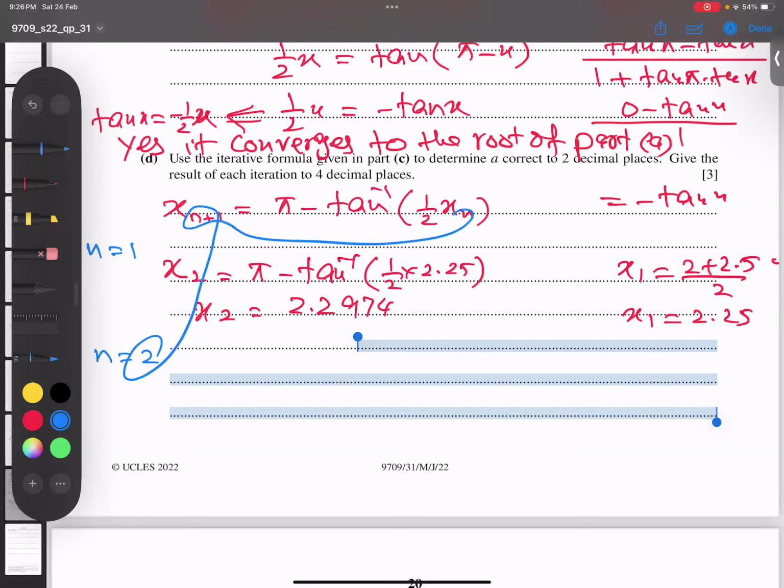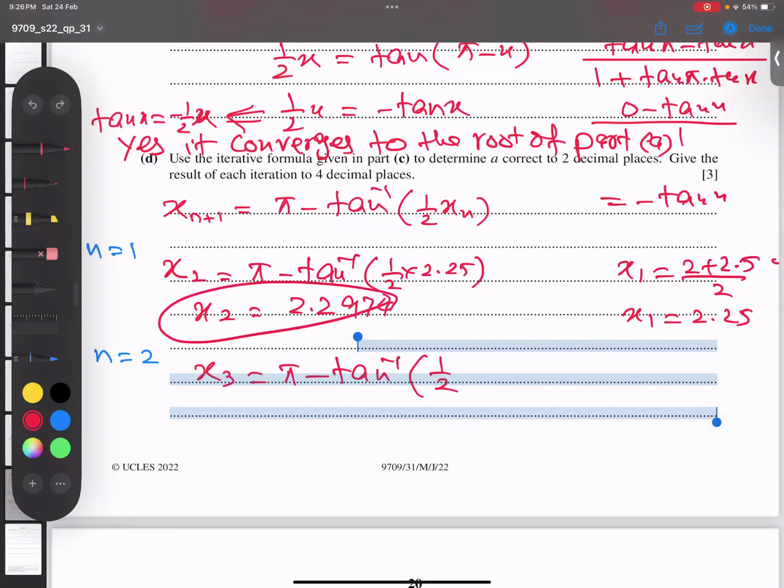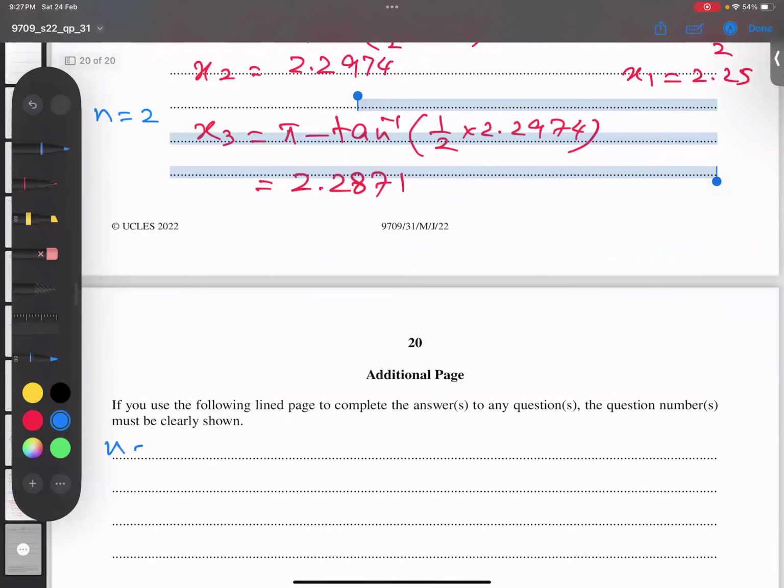Here and here. So when I plug in 2 there, I get 3 here, pi minus 10 inverse, half times 2, because x2 is this. I had no need to show the full working, this much working is enough. And when I plug in 2.2974, I get the answer 2.2871. And with the same approach, I will go for n equals 3.